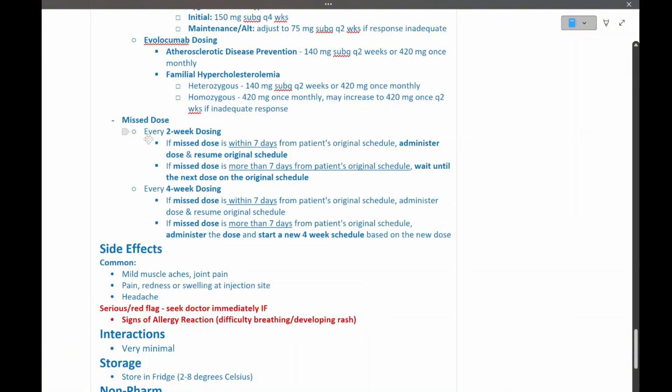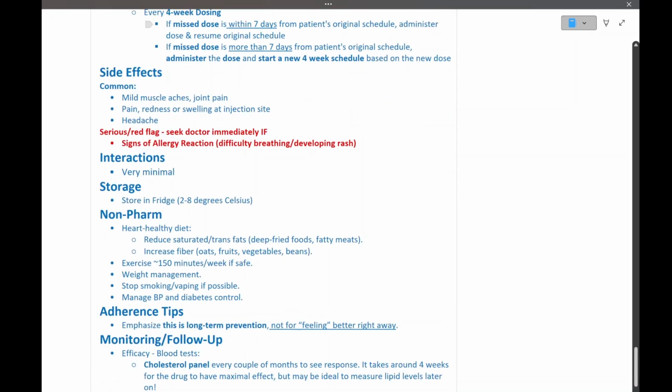Now, in terms of missing a dose, for every 2-week dosing, if the patient misses a dose within 7 days from the original schedule, we want to administer the dose and resume the original schedule. But if the missed dose is more than 7 days from the patient's original schedule, we wait until the next dose on the original schedule. And then for every 4-week dosing, if the missed dose is within 7 days from the patient's original schedule, administer the dose and resume the original schedule. But if the missed dose is more than 7 days from the patient's original schedule, administer the dose and start a new 4-week schedule based on the new dose.